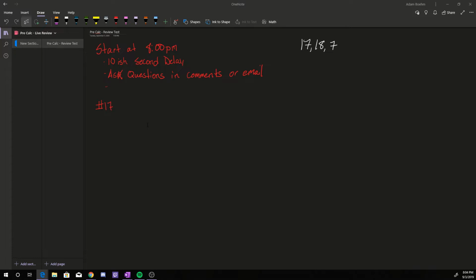Shane will ask number 17. Number 17 says to convert each degree measure into radians. So we start with negative 40 degrees. In order to convert from degrees to radians, you want to multiply your degree measure by pi over 180, because there are 180 degrees in every pi radian. When you do that, the degrees cancel. So you're just left with 40 pi over 180.